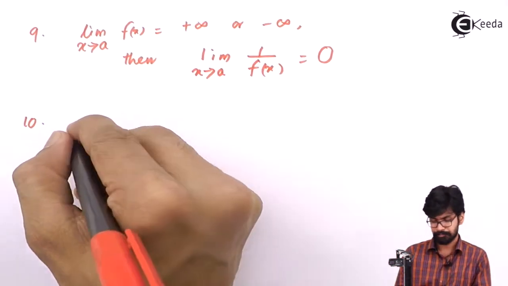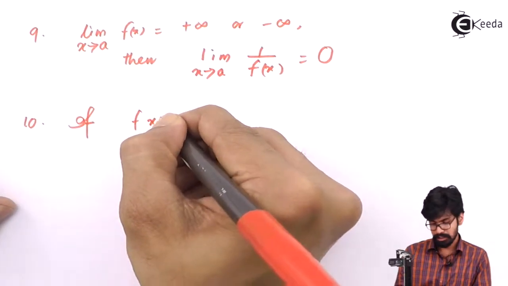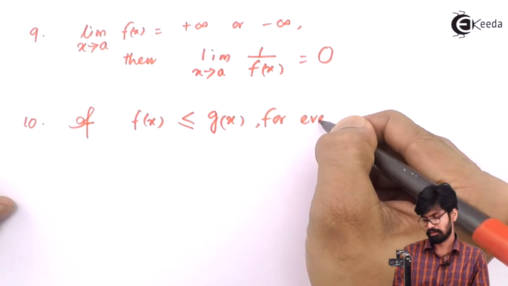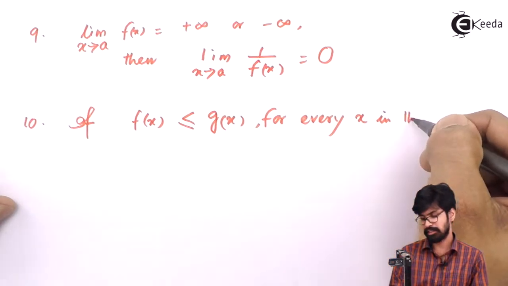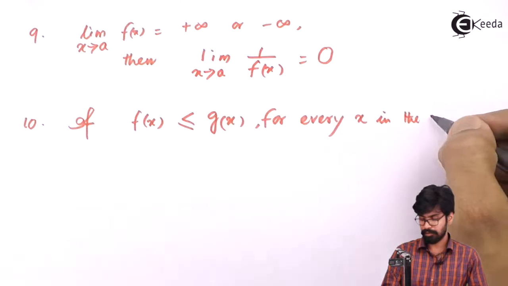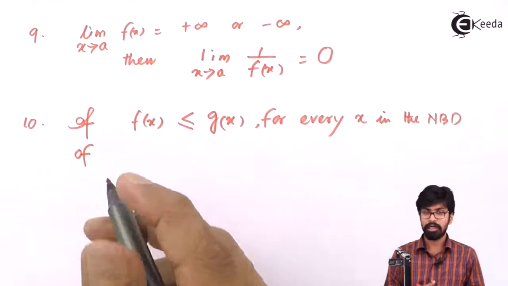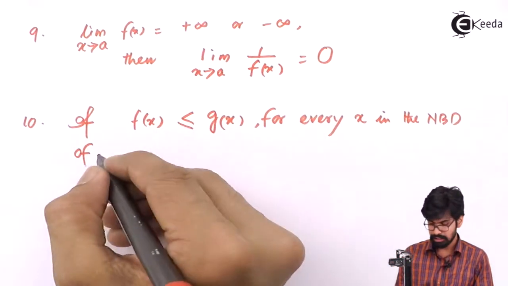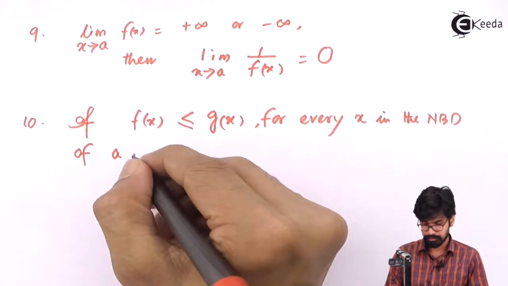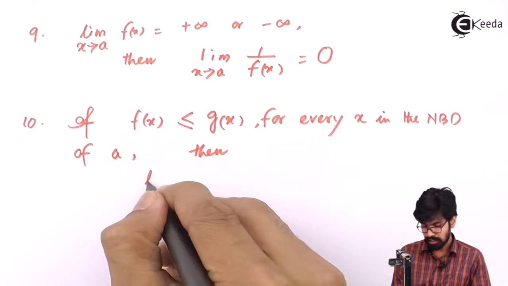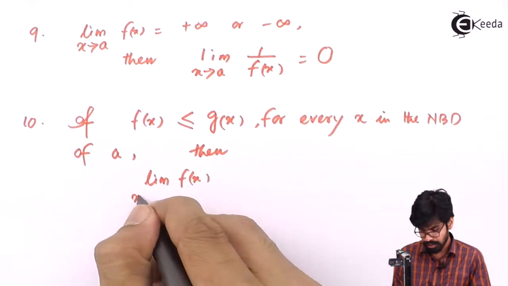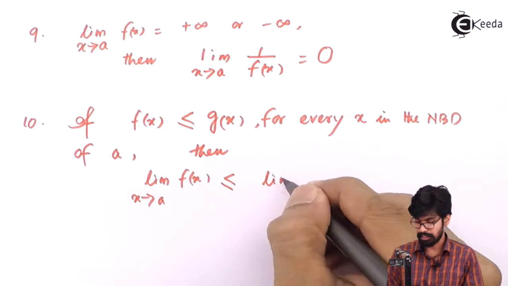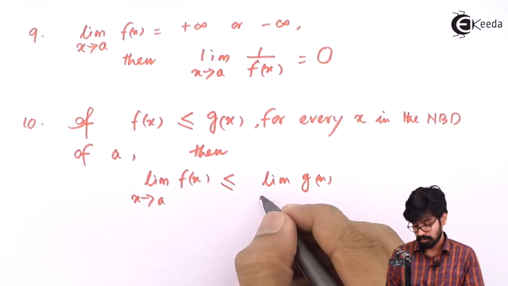The tenth one says that if f of x is always less than or equal to g of x in the neighborhood of a certain constant about which we are considering the limit of f and g, here it's a, then the limit of f of x at that point will be less than or equal to the limit of g of x when x approaches a.